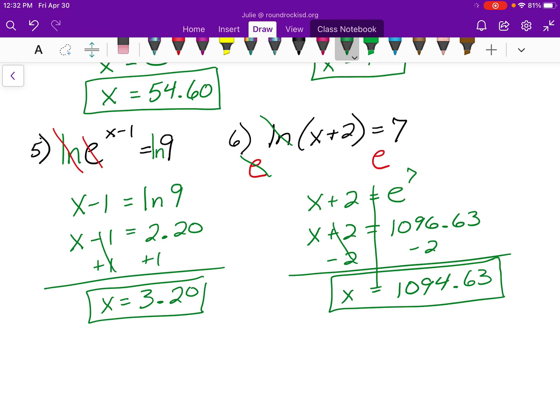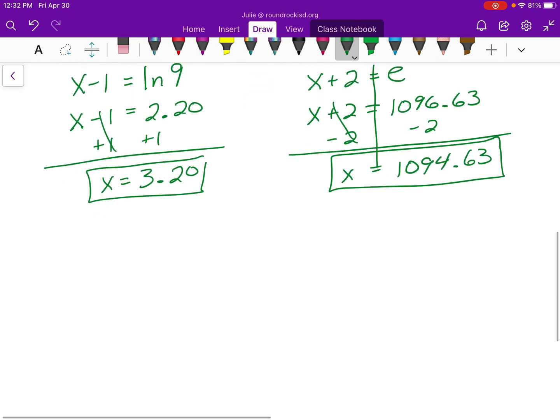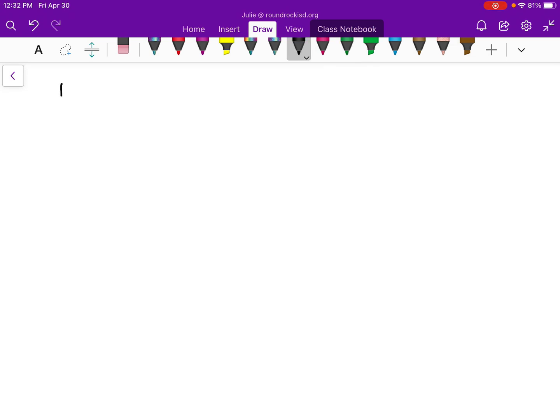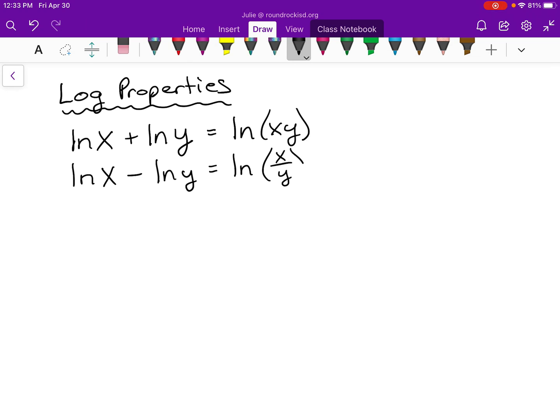Okay, let me do 2 more examples with you using the log properties so that you can know how to solve a little bit more complex problems. So the log properties work exactly the same way as they did in regular logarithms. So let's look at the log properties again, this time with a natural log. If I have natural log of something plus natural log of something else, that's going to be the same thing as natural log of the product of those 2 things. In the same way, if I have natural log of x minus natural log of y, that's going to be condensed together as natural log of x over y. So you see it's the same properties that we had before, we're just doing natural log instead of log.